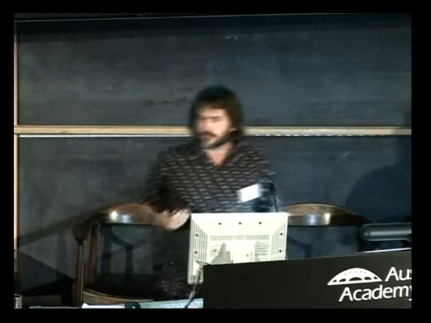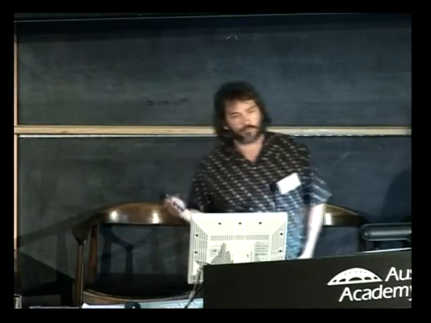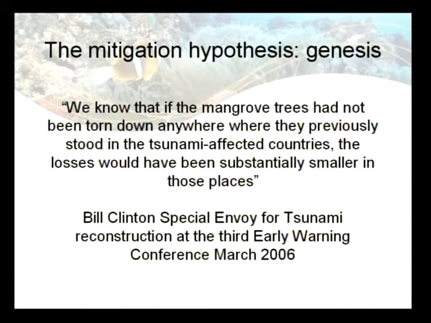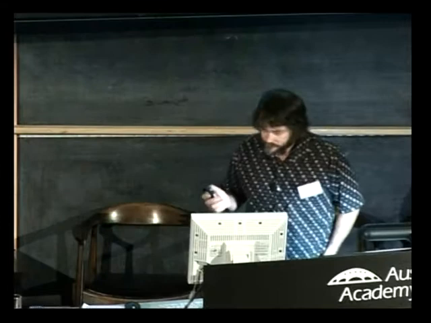Now that didn't gel with what I'd seen. Where we were in Aceh, the destruction was complete whether or not there'd been forest or reef in particular. Even Bill Clinton was involved in perpetuating this hypothesis. Here is a quote from Bill as the Special Envoy for Tsunami Reconstruction, saying that we know that if mangrove trees had not been torn down where they previously stood, the losses would have been substantially smaller. Now, this is obviously a beautiful idea. It would be wonderful if trees did save lives. But is it true?